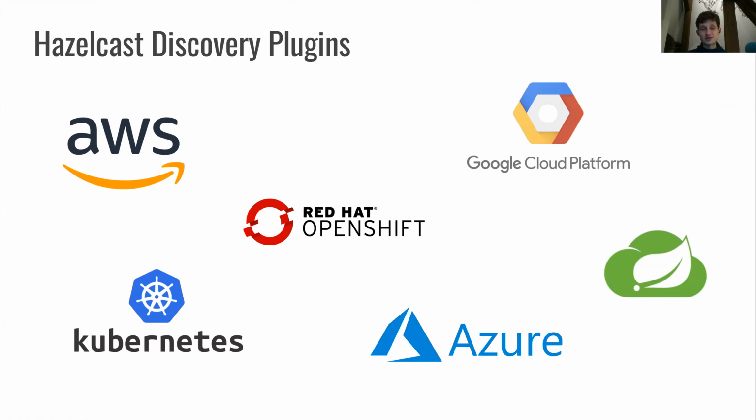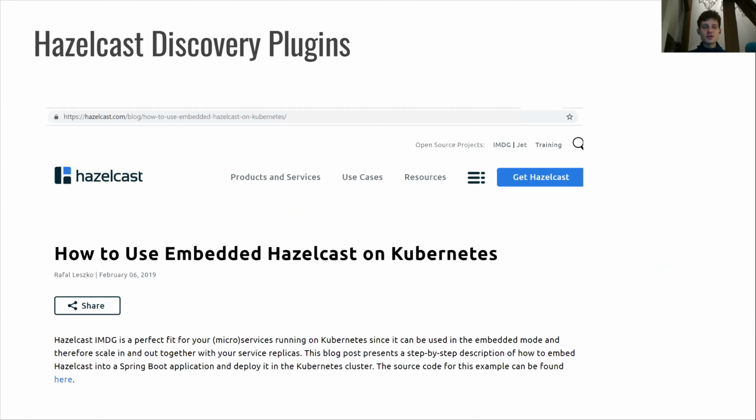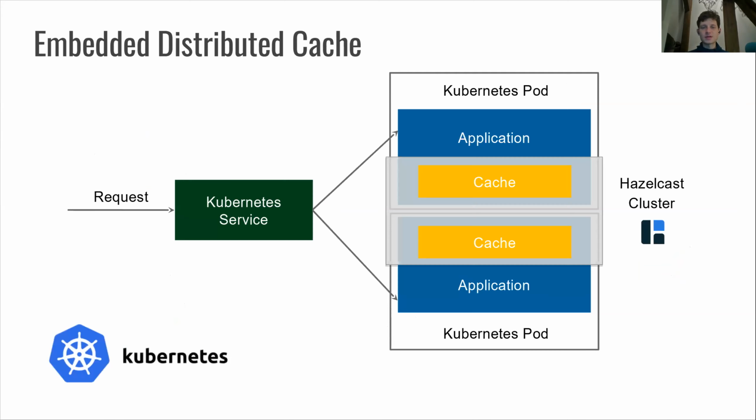If you use not Kubernetes but other platforms, we also have plugins for them. If there is a platform we don't have a plugin for, you can always piggyback on Eureka or Zookeeper. If you're interested in details of how to set it up, we publish a lot of blog posts and documentation, so you can look for this. So we ended up with this diagram, embedded distributed cache.